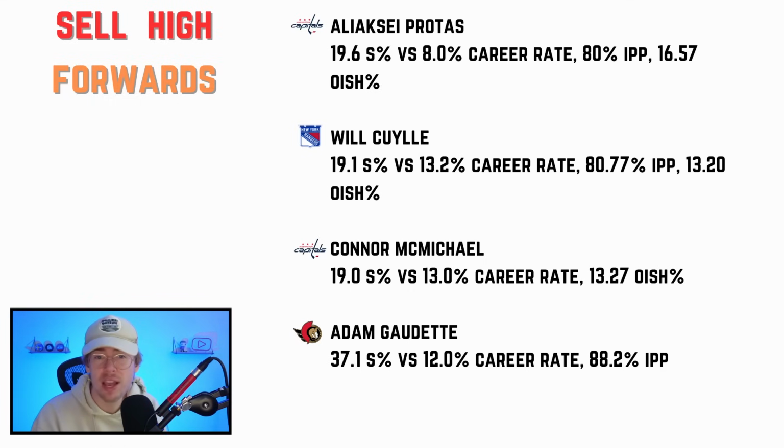We also have Will Cuylle of the New York Rangers. I understand he has good peripherals, but right now he has a 19.1% shooting percentage compared to a 13.2% career rate. He has an 80.77% IPP, and Cuylle is not the type of player to have that type of IPP. And his on-ice shooting percentage is 13.2 as well. So these are unsustainable. He's not a power play one guy. He's not a guy that's going to get very good deployment. So yes, sell high while you can.